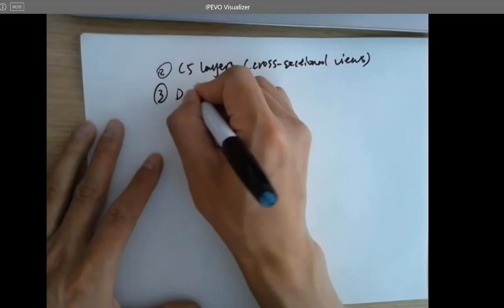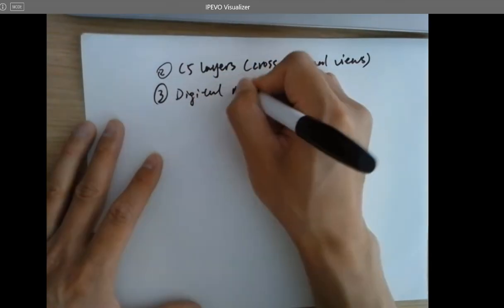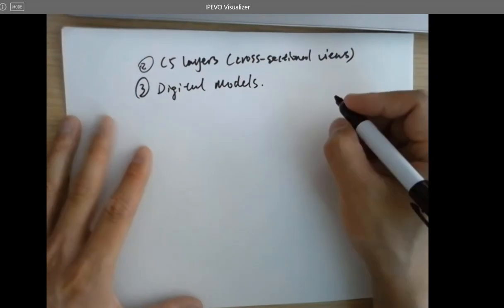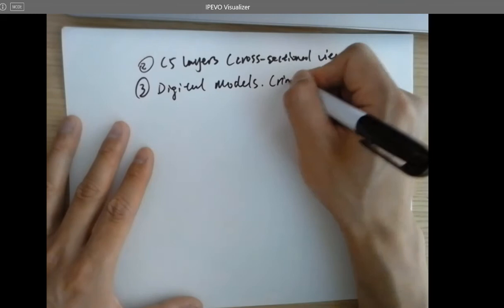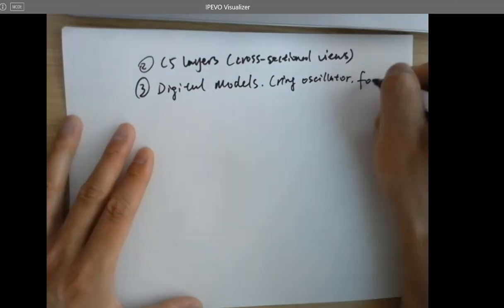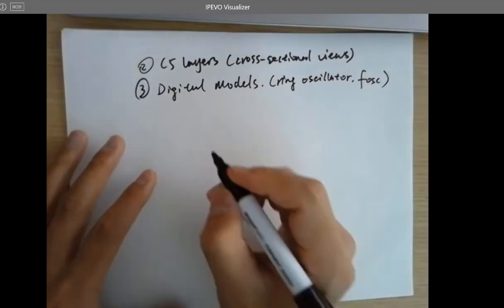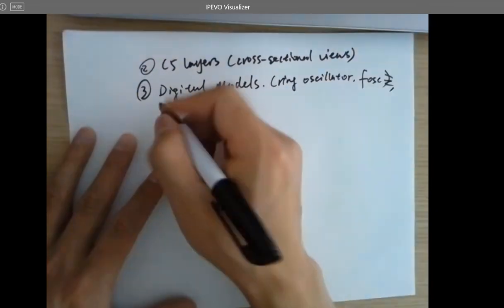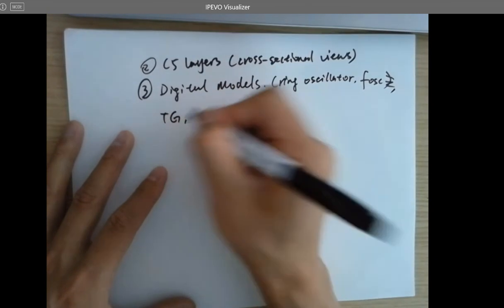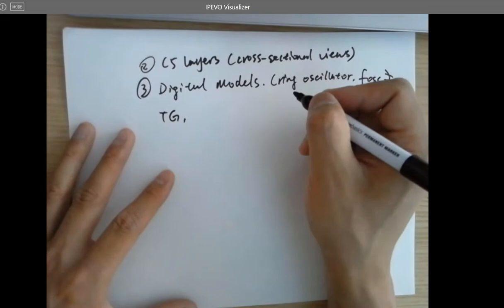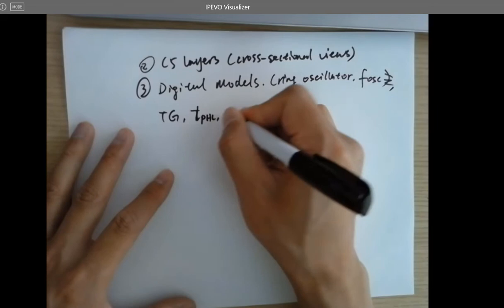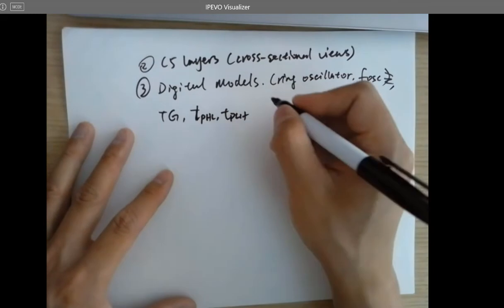Digital models. So that contains ring oscillator. What is FOSC? And more about transmission gates, right? Time delays, TPHL, TPLH, how to calculate all these values.